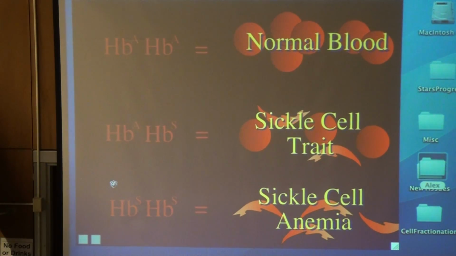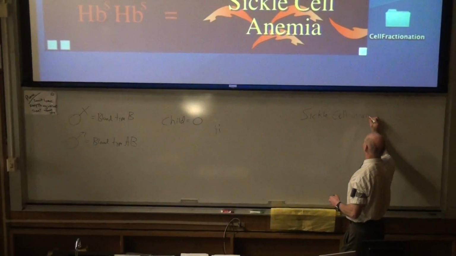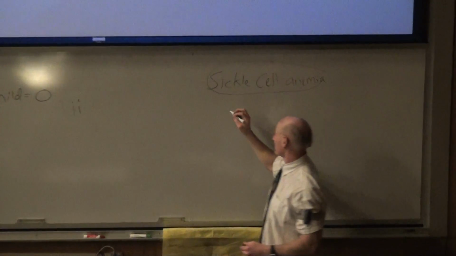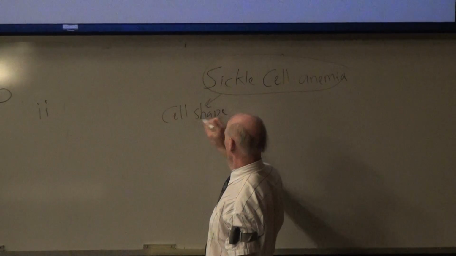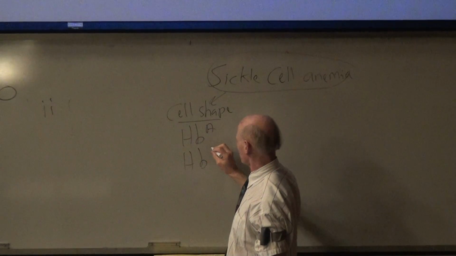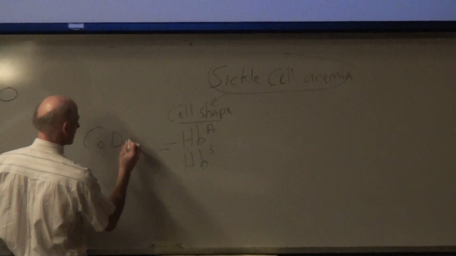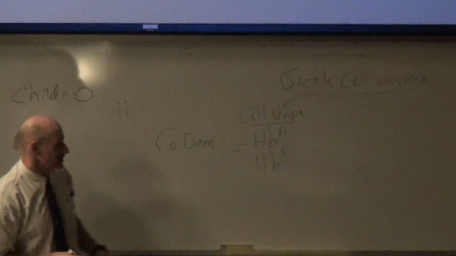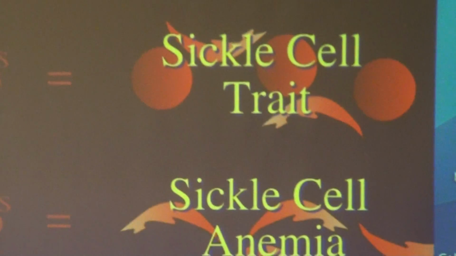And so what I want to point out is something here. If you focus your attention on the shapes of the cells in sickle cell anemia, then the normal allele and the sickle cell allele are codominant. And what I mean by that is simply that if you have both of those alleles simultaneously, you show both traits simultaneously, the round cells and the sickle cells.